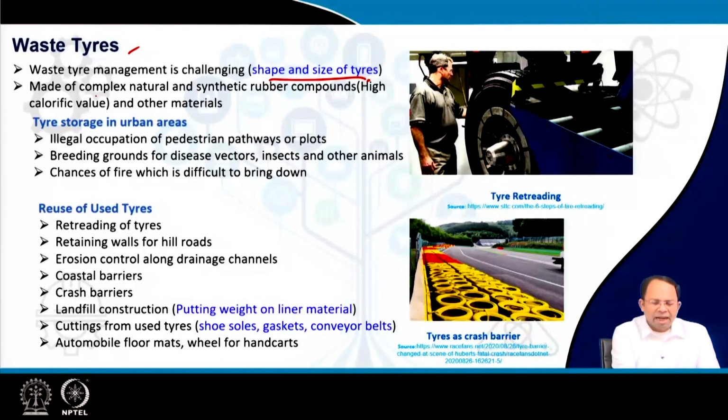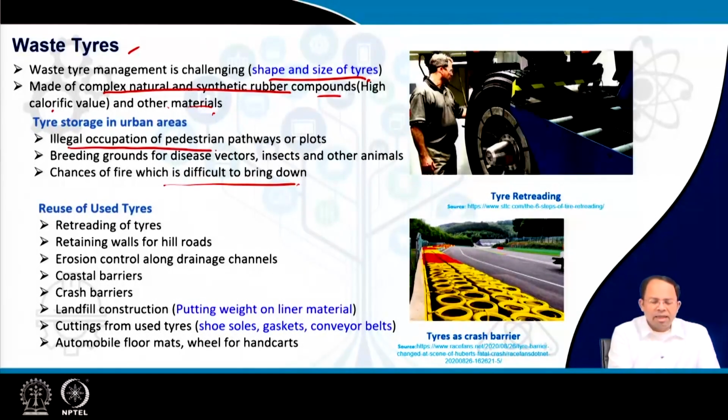A tire is made of complex natural and synthetic rubber compounds which have high calorific value, and also other materials. These are the primary constituents of a tire. Because of the high calorific value, when tires are stored, spontaneous combustion sometimes happens. It's easy to catch fire, and this fire is difficult to bring down. These tire fires are very difficult for fire services to handle.